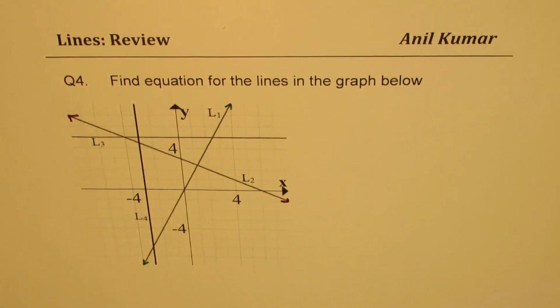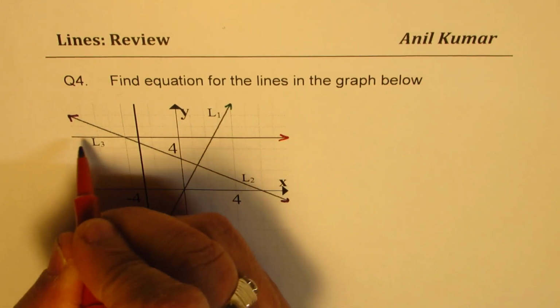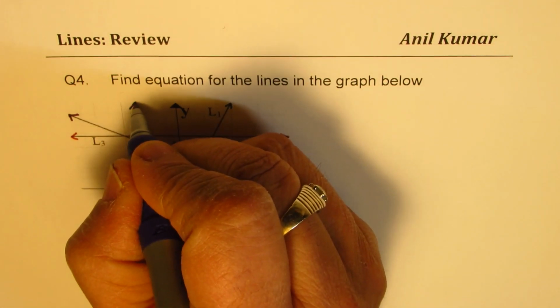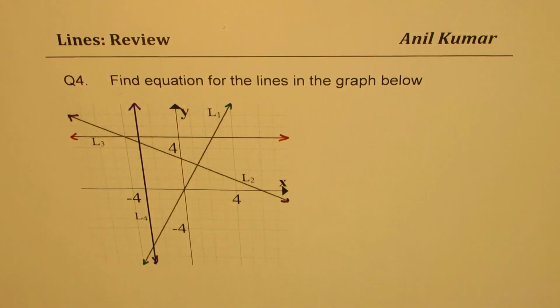I'd like you to pause the video, answer this question, and then look into my suggestions, right? Line number 3 is a horizontal line shown here. And then we have line number 4, which is a vertical line. So these are the 4 lines you need to write equations for. Let's begin with line number 1.